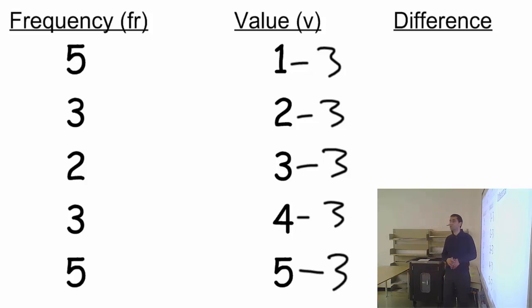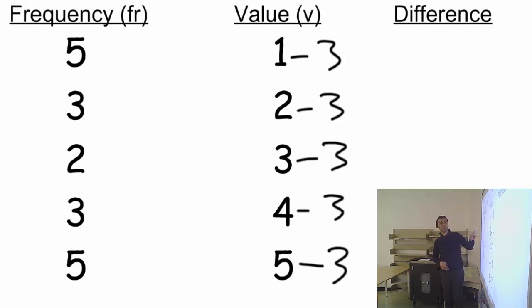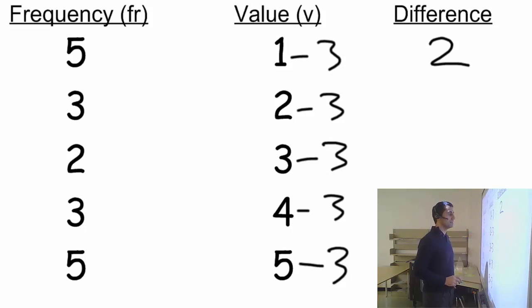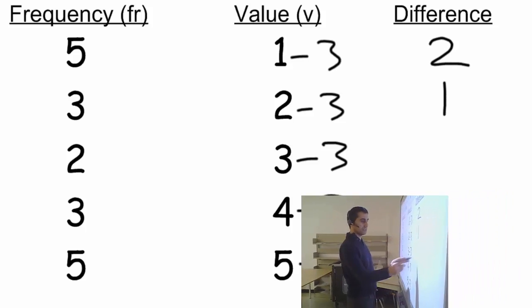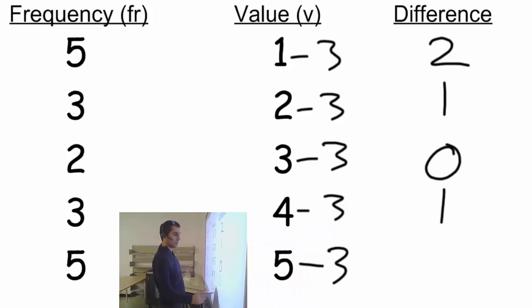Just like what you did previously, the difference is an absolute value, as you know. 1 minus 3 is 2 there, 1 here, 0 there, 1 here, and 2 there.